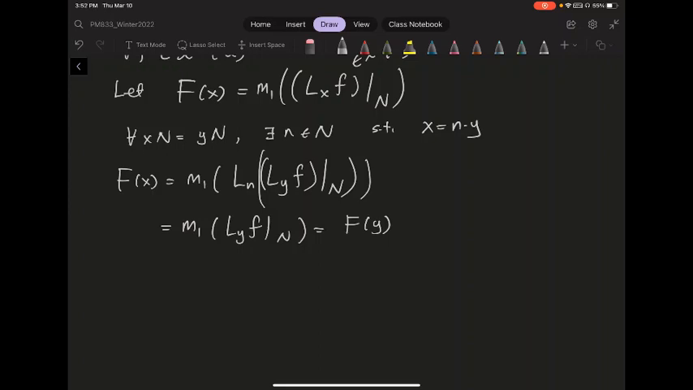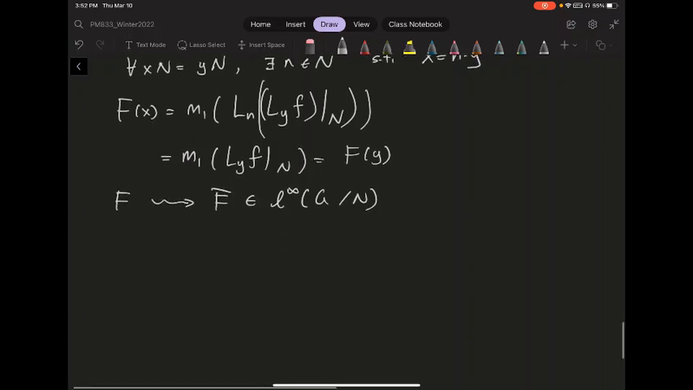Because they're constant on each of these cosets, it just factors through the quotient. So you can pretend it as a function called F bar inside the L infinity of G mod N. And now let's define m of my f to be: I construct the big F, I pretend it's inside the L infinity of the quotient, and I apply the mean on the quotient. So that's the M2 of the F bar.